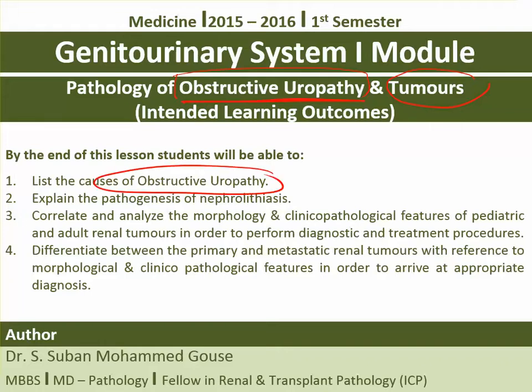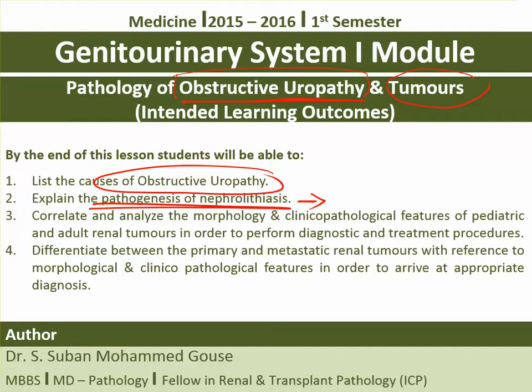list the causes of obstructive uropathy and explain the pathogenesis of nephrolithiasis. Nephrolithiasis means renal stones, and if we call it urolithiasis, it means stones in the urinary tract. Stones in the urinary tract. If it is nephrolithiasis, stone in the kidney.